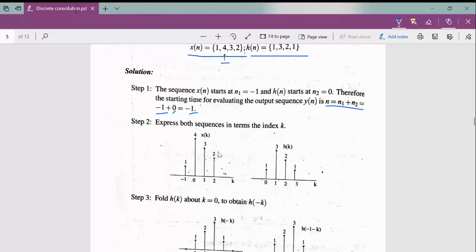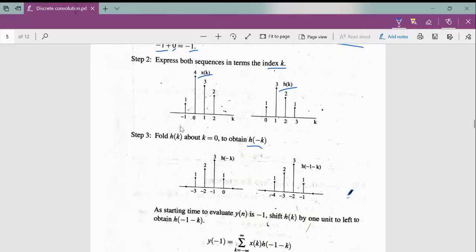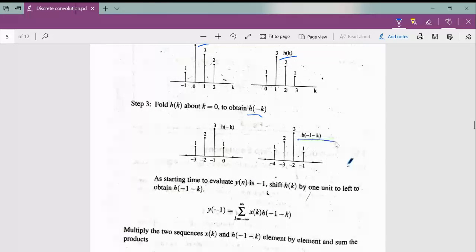So let's see. We are changing the index to k and drawing x of k and h of k. We know how to draw discrete signals. The next step is drawing h of minus k, which is just the mirror reflection of h of k. Then the next step is h of n minus k. Here n starts from minus 1, so that is h of minus 1 minus k.